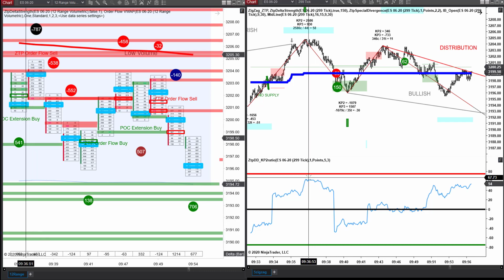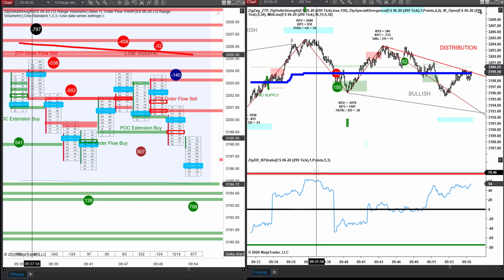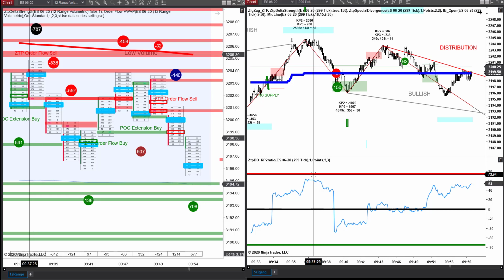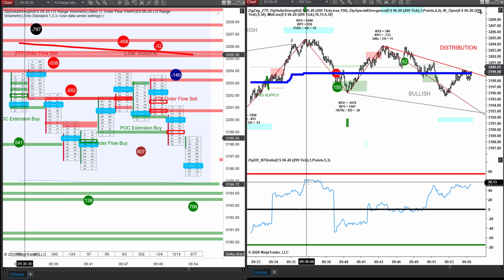So that is some homework that you're going to be required to do, and the answers are going to lead you to develop a trading plan with the use of this tool.